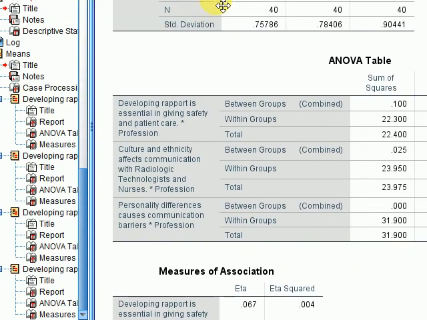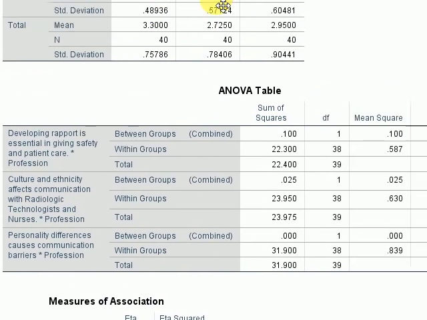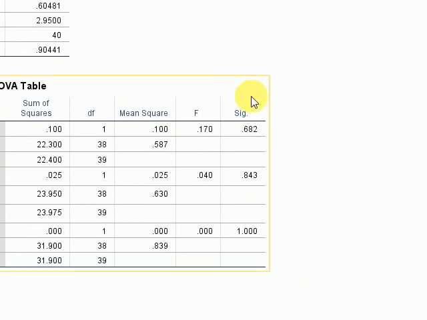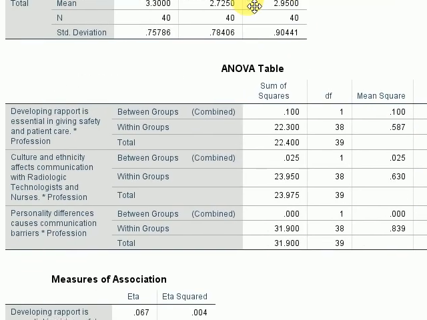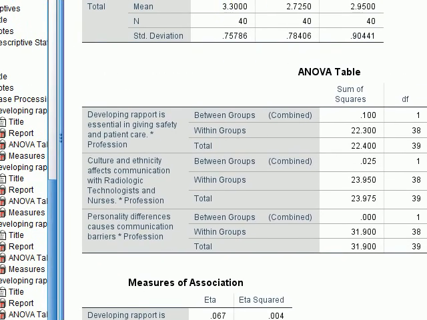Okay, so this is the ANOVA table, right? And then you will go to the significance, this one. And then try to look for a significance level less than 0.05. So in this case, there's none. 8.843, 0.682, so none. So you say there, no significant difference. Okay? Next.